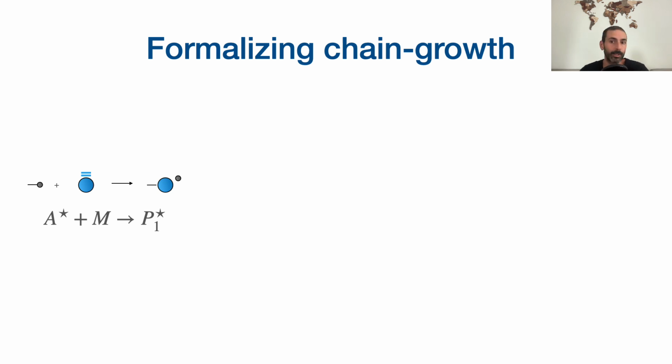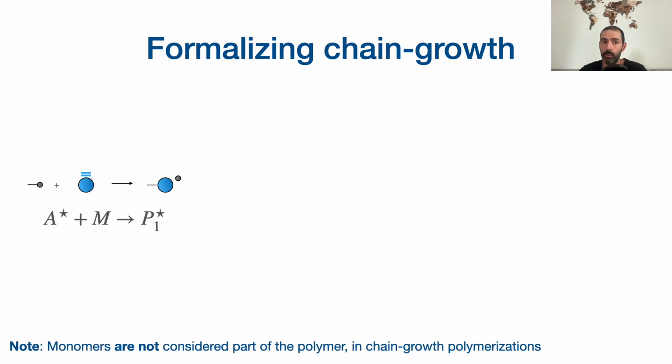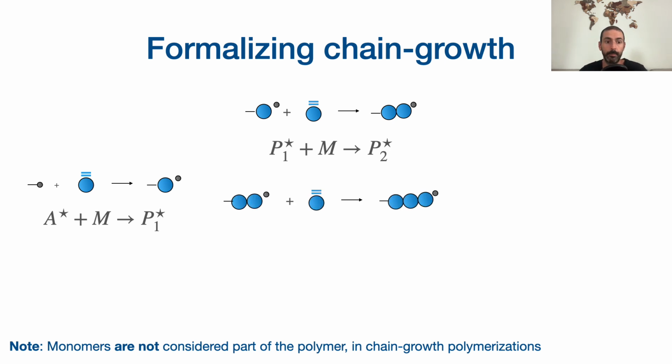Now, back to our formalism. Now we have our first polymer of length 1, but what happens next? Well, the active chain will grow, right? And it will attack another monomer, and so we could write here, well, P1 star plus M forms a P2 star. One more monomer? Sure thing. So a P2 star plus M gives a P3 star.